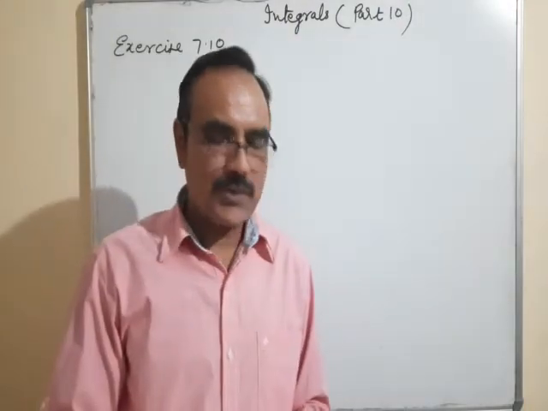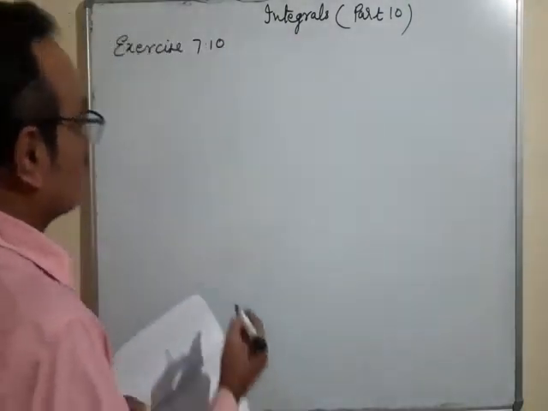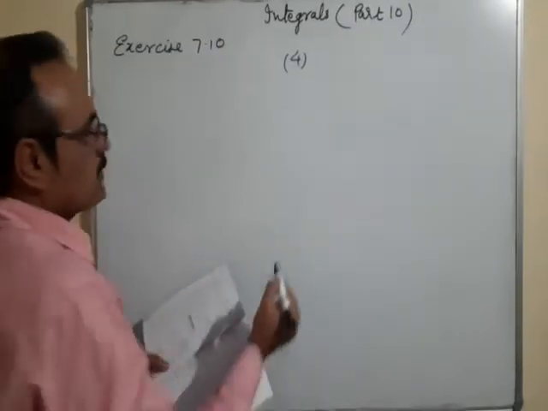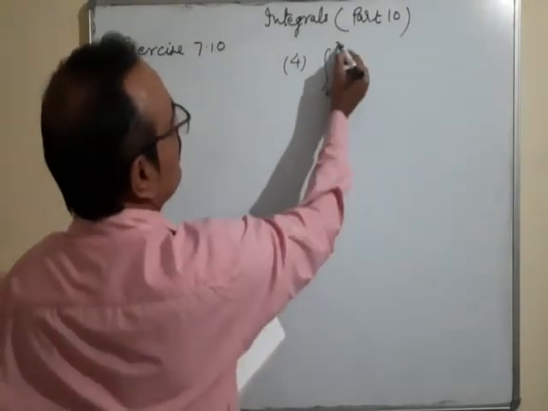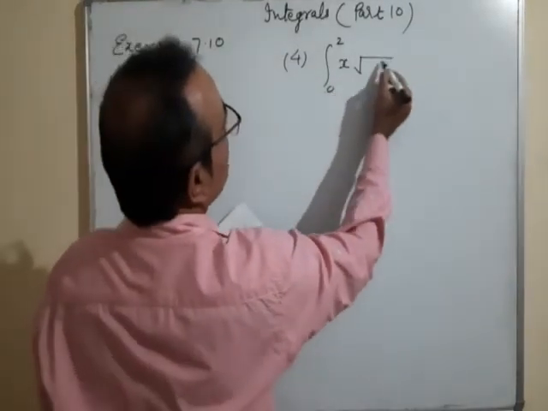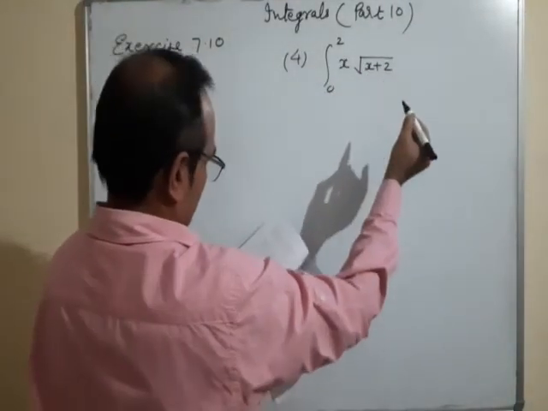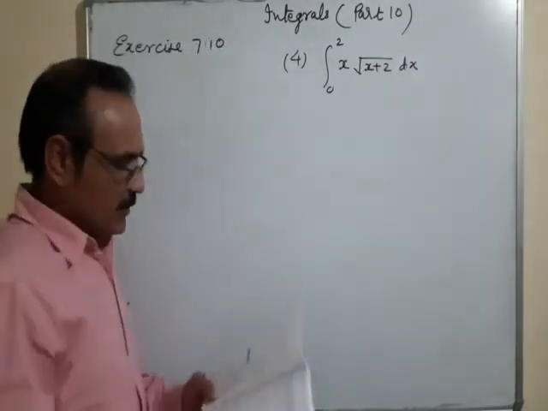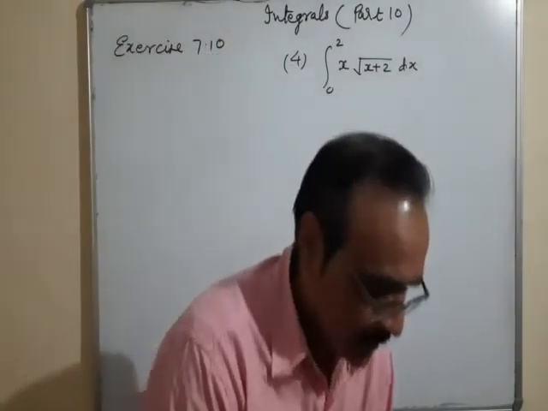Now I want to take question number 4. It is limit 0 to 2, x under root x plus 2, dx.